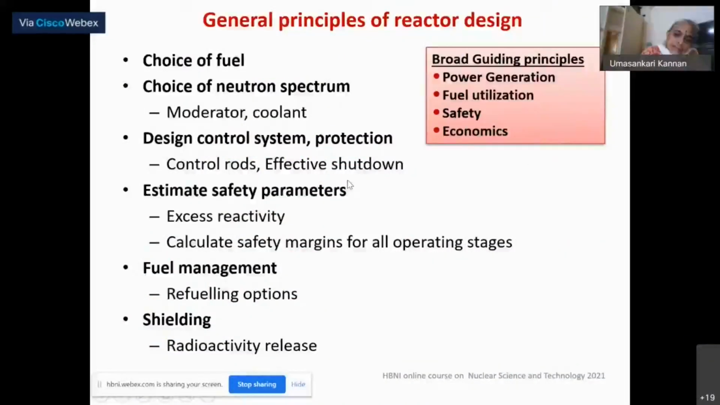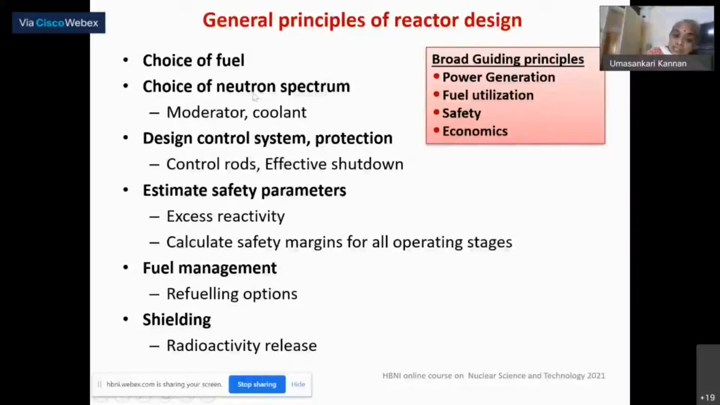Now I would like to talk generally about the general principles of reactor design and some guiding principles. The broad guiding principles are basically power generation, fuel utilization, safety, and economics. So with this in view, we first have to choose the fuel, which fuel you want to use, whether it is natural uranium, enriched uranium, or thorium.